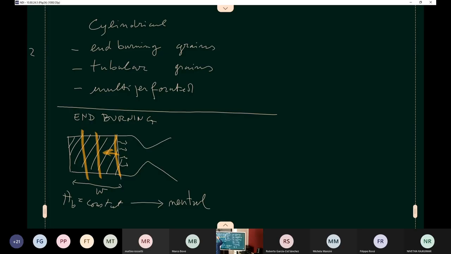Well, in the real world, this is not exactly true. And we can also highlight some possible negative aspects of this grain. Can you imagine something that can be negative? Small burn area. Small burn area. Correct. Something more that we have not mentioned so far?